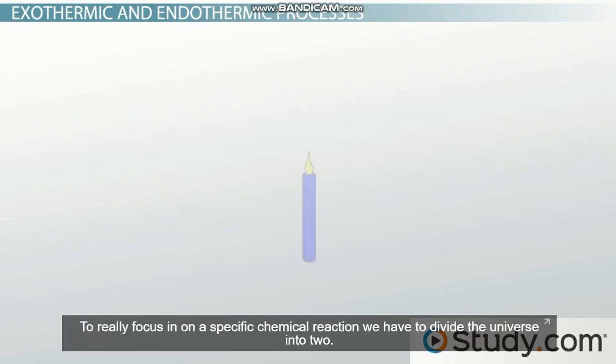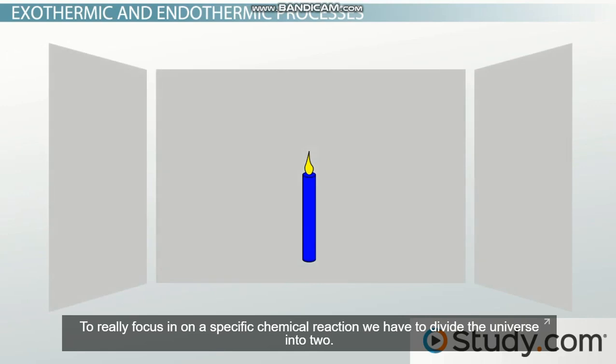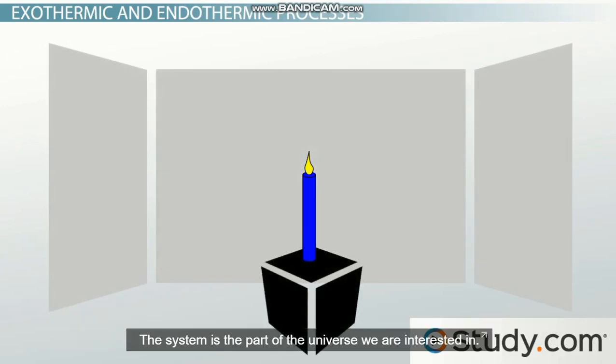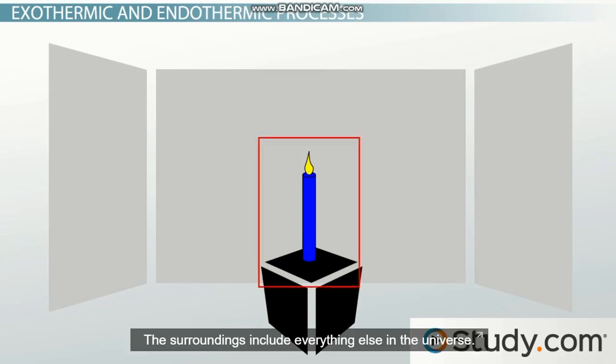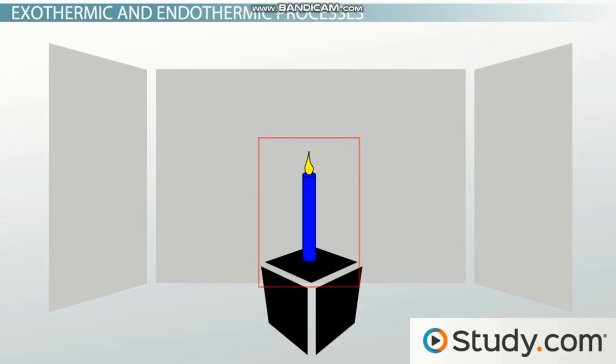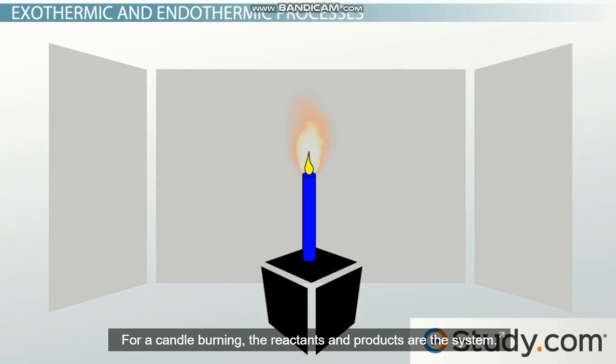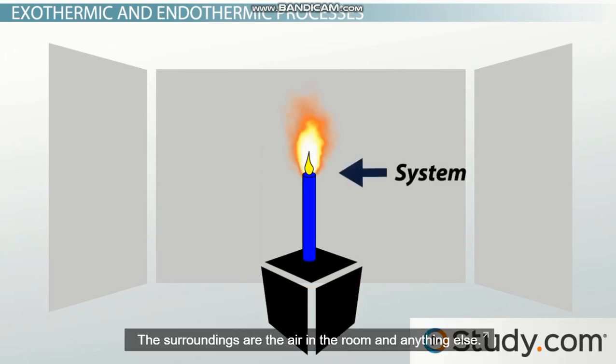To really focus in on a specific chemical reaction, we have to divide the universe into two. The system is the part of the universe we are interested in. The surroundings include everything else in the universe. For a candle burning, the reactants and products is the system. The surroundings are the air in the room and anything else.